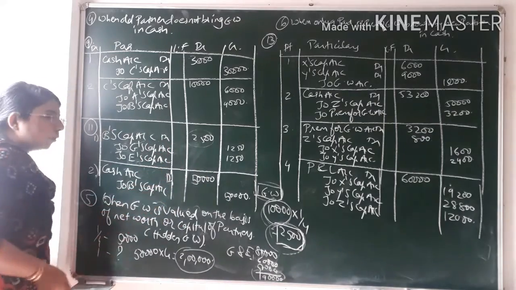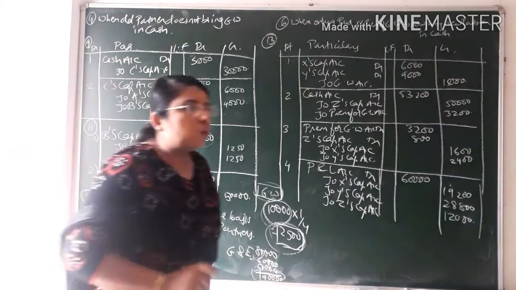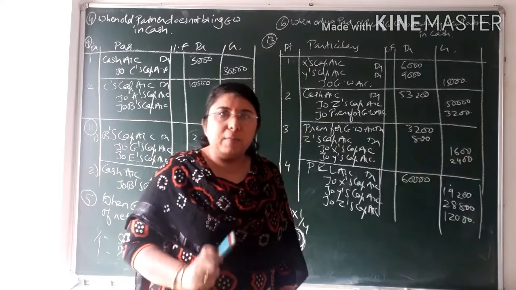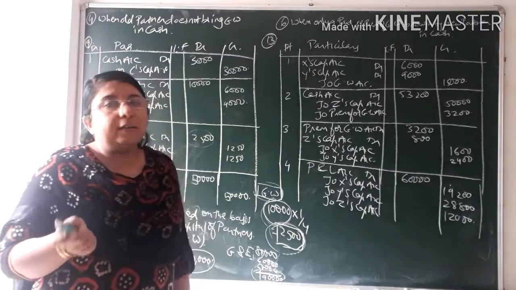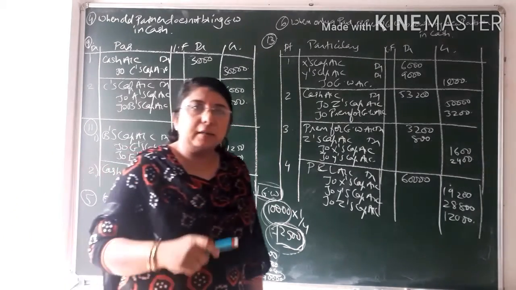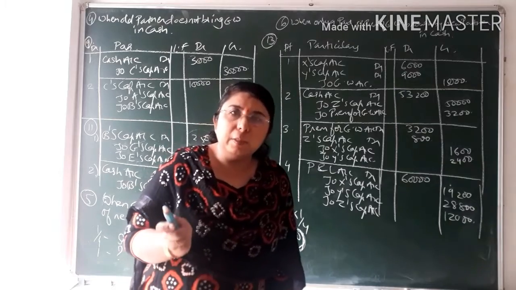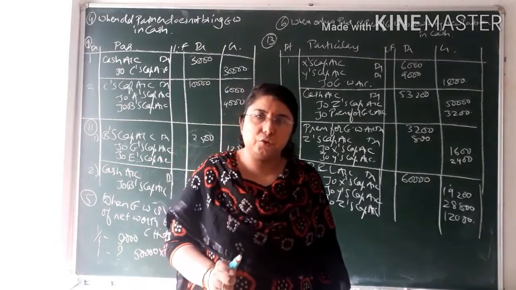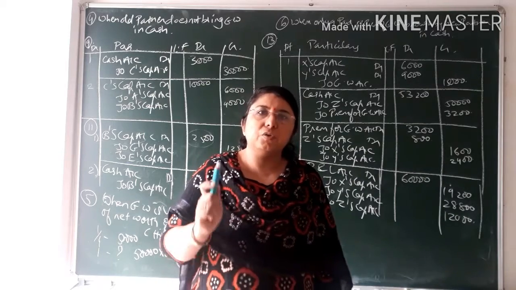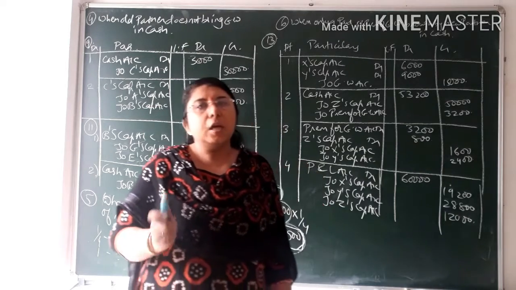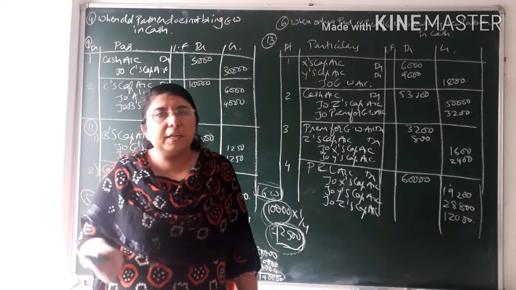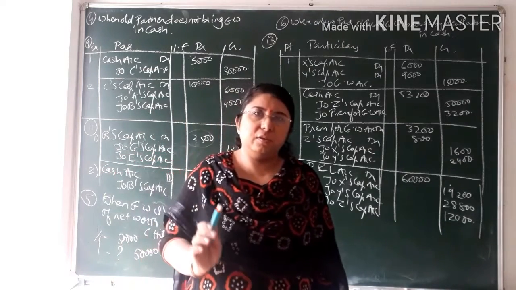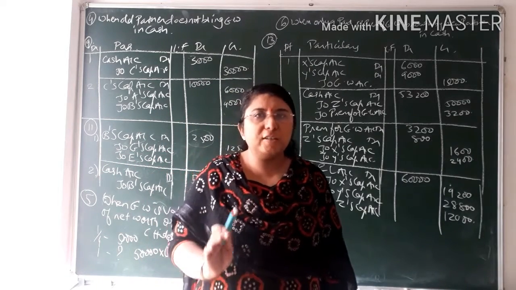So here the important point that we have understood is how to find the hidden goodwill. By finding the hidden goodwill, we will find the share of that new partner, and that share of the new partner will be distributed amongst the old partners in their sacrifice ratio. And if the sacrifice ratio is not given to you in the question, then the old ratio will be considered as the sacrifice ratio. Students, 5 points we have completed now.